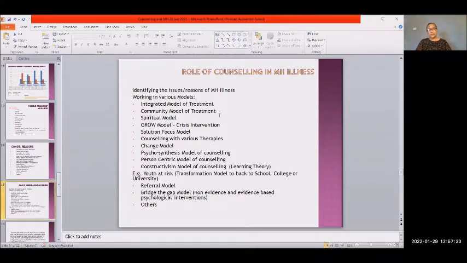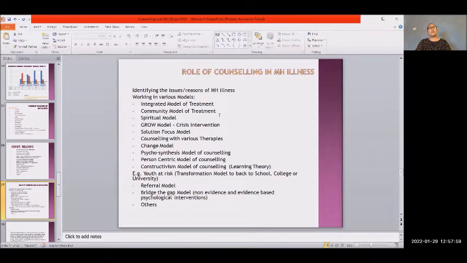Now, again, I have come back to the role of counselors in mental health illness. So, identifying the issues and reasons of mental health illness. They will not assess the entire path of treatment, and they will not put the client on a path of treatment. They will identify the issues and reasons, as I already explained a lot.